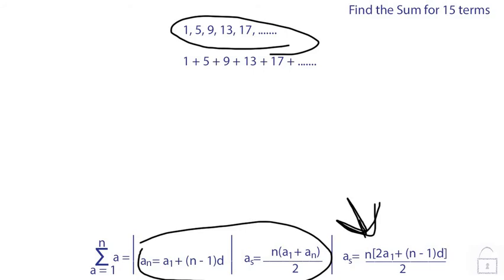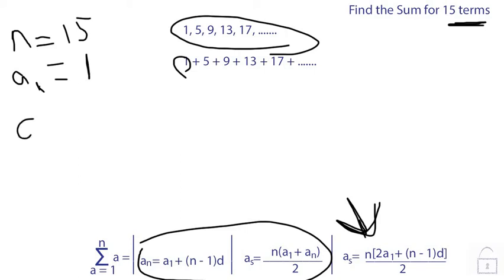Alright, so let's start identifying our variables. So first variable, n. We know that we need to find the sum for the first 15 terms up there. So n is equal to 15. Now a sub 1, that's equal to 1. Terrible circle, but we'll live with it. And then we need to find d. So we get 1 to 5 to 9 to 13 to 17. And how do we do that? Well, to get from 1 to 5, we need to add 4. To get from 5 to 9, we need to add 4. So it must be 4.